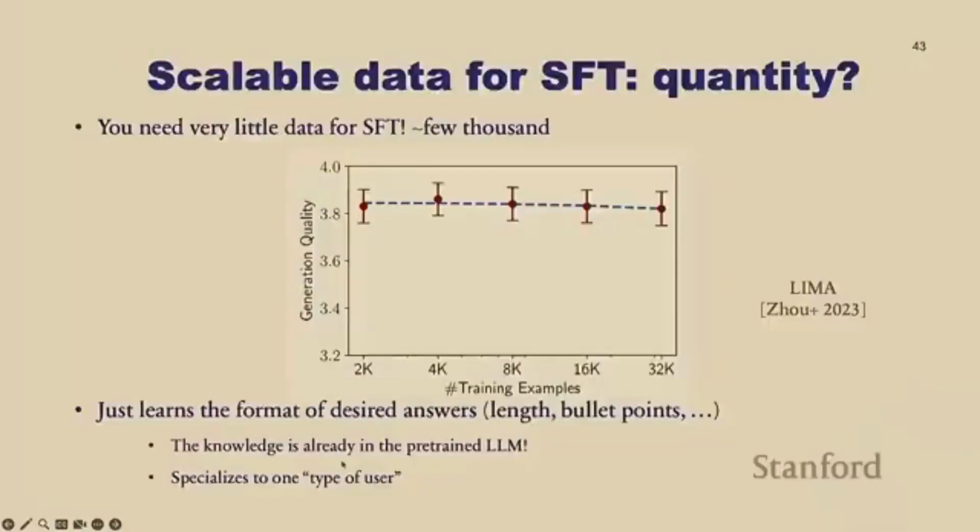Another way of saying it is that your pre-trained models essentially model the distribution of every user on the internet. One might write bullet points, another one might answer a question with an answer. So all you tell your model is, wait, you should actually be optimizing more for this type of user than another one. So you're not teaching it anything through this SFT, supervised fine-tuning. All you do is tell the model to optimize for one type of user that it already saw in the pre-trained data set. So the knowledge is already in the pre-trained LLM, and you basically just specialize to one type of user.